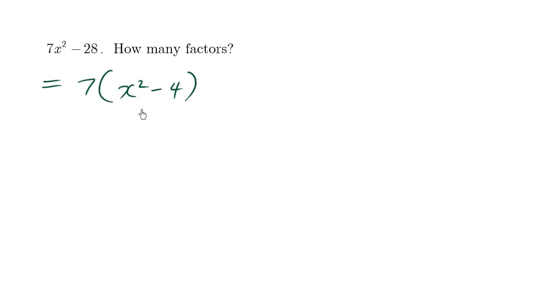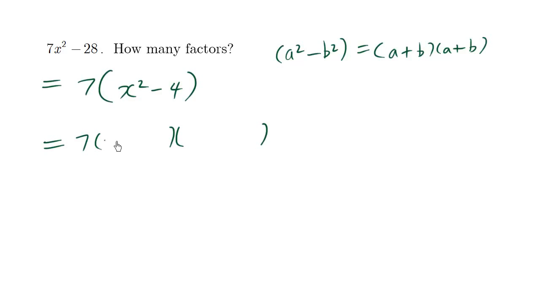So we think we're done, but if you recall, when you have something of the form a squared minus b squared, you can break it down using difference of squares into (a plus b)(a minus b). In this case, the b value is going to be the square root of 4, which is 2. So using difference of squares, we factor x squared minus 4 to be (x plus 2)(x minus 2), and we're done.